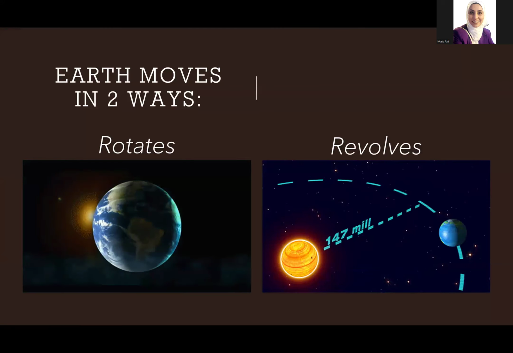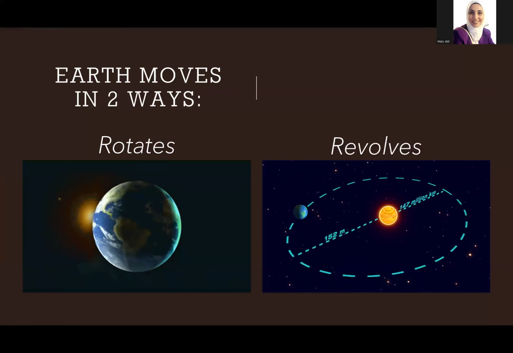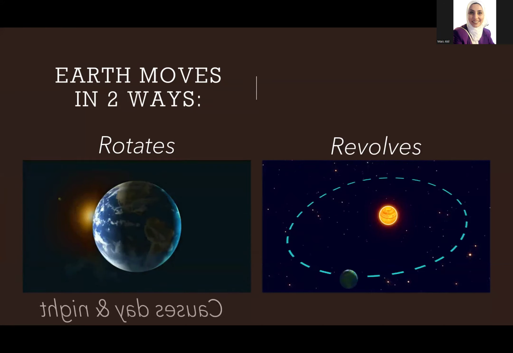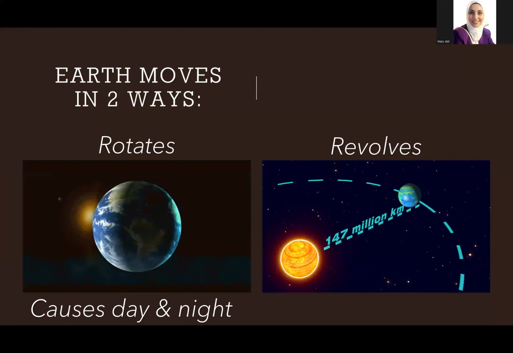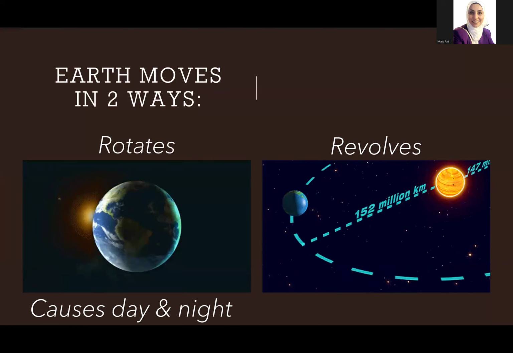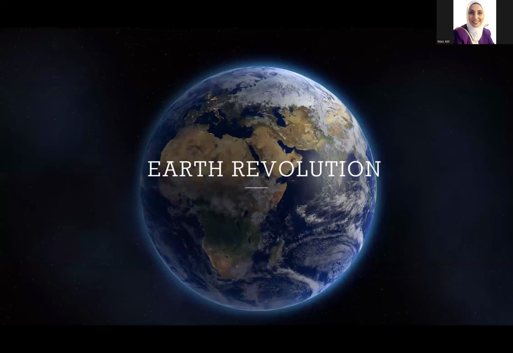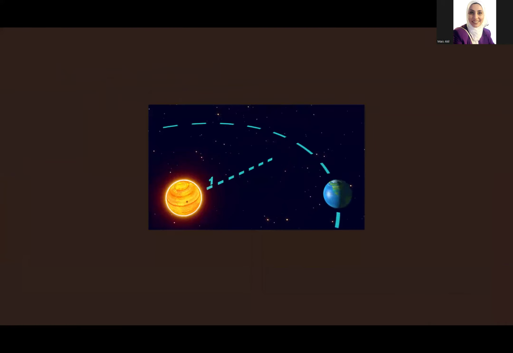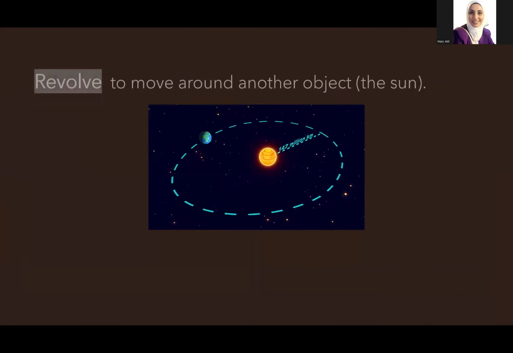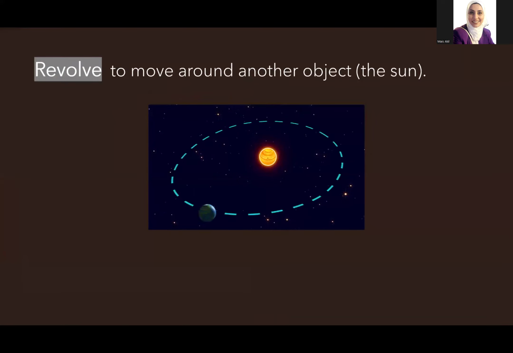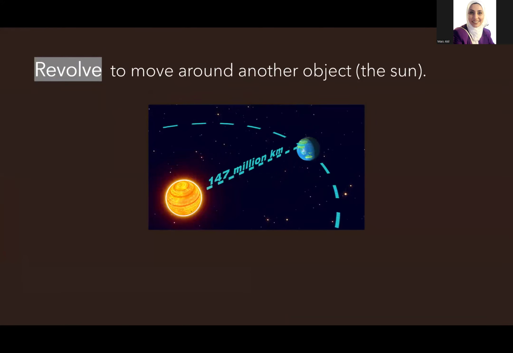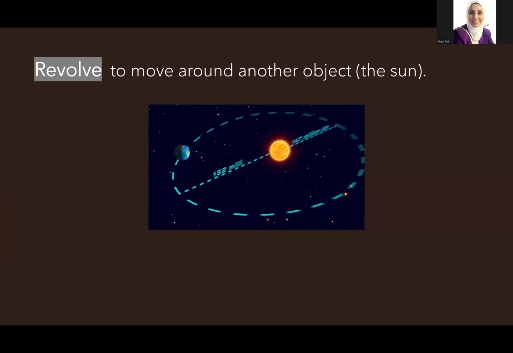Rotates means to spin around its axis, and this causes day and night. Revolves means travels around the sun, and this causes the seasons. So let's talk about the Earth revolution. As we said, revolve means to move around another object, like when the planet moves around the sun.